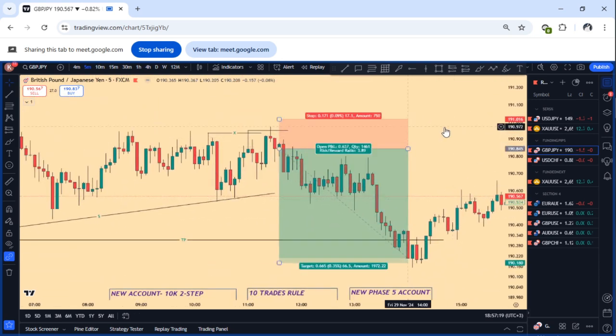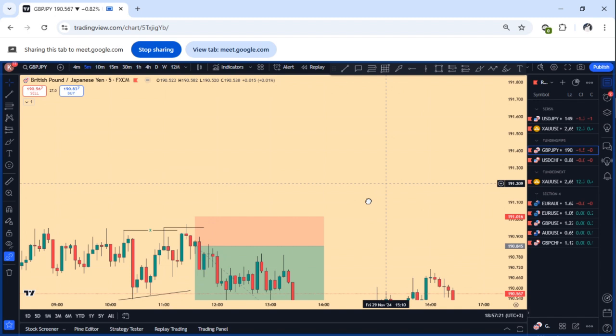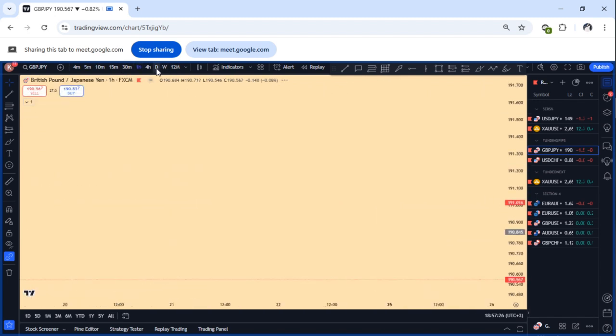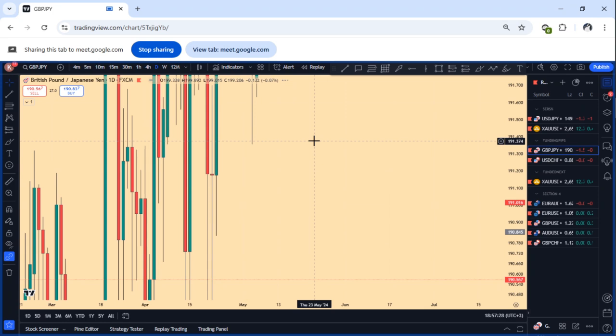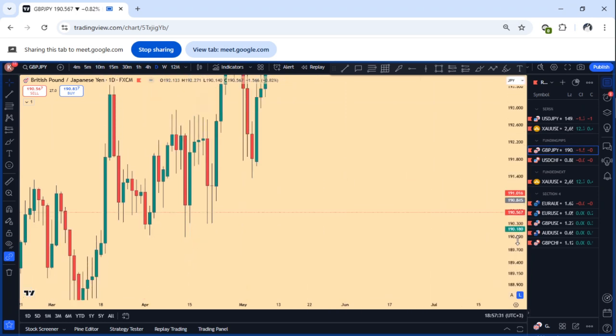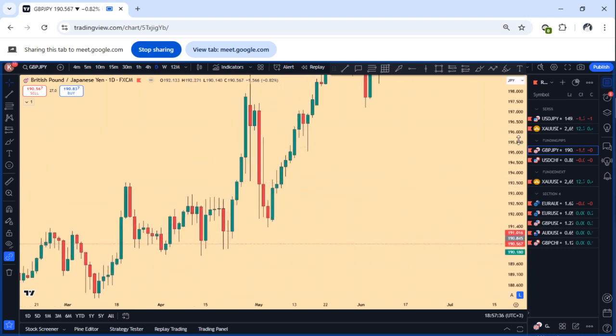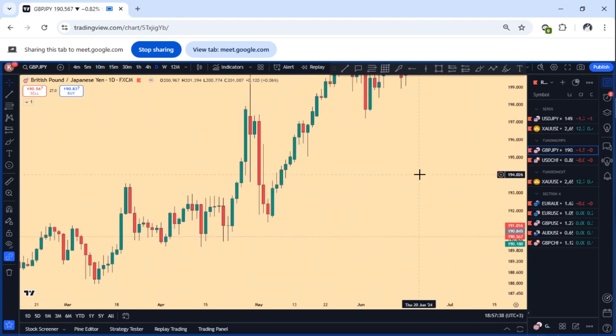I want you guys to note something. Initially, I've backtested this daily time frame thing on most pairs, as you can see from the short clips on the side.